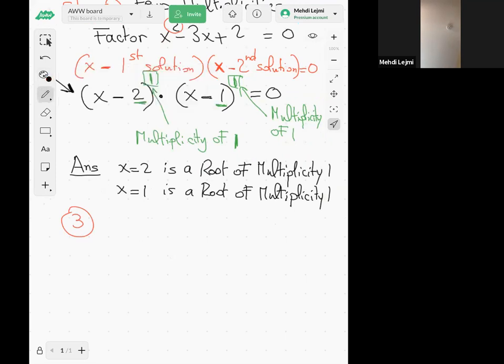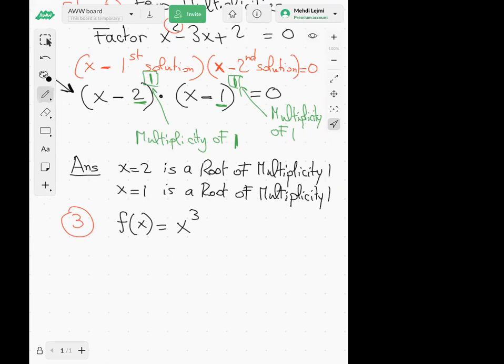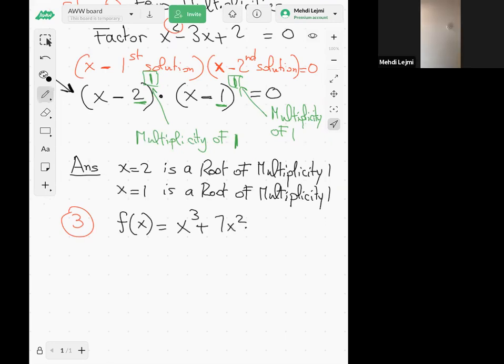So let's say f of x is, let's say, x cubed, all right, plus 7x squared minus 4x minus 28. Right? This is my f of x. And the question, of course, is to find the roots and their multiplicities, right?